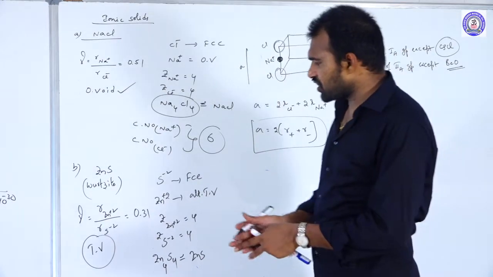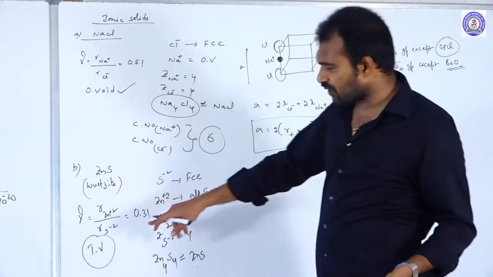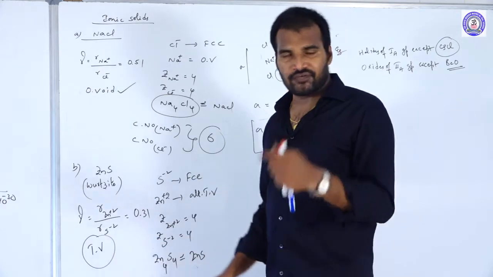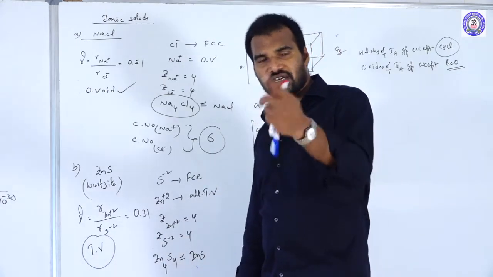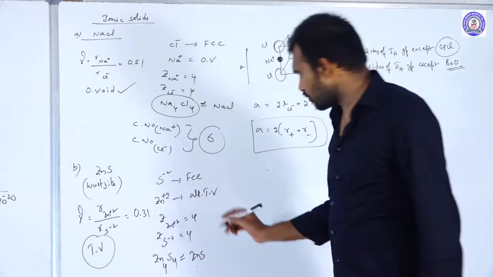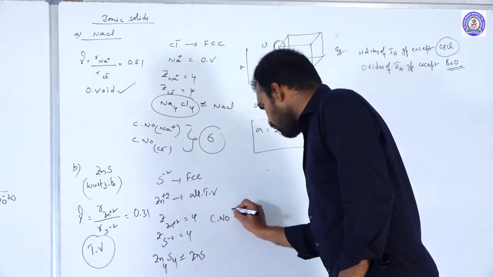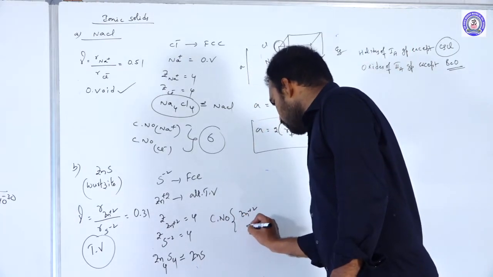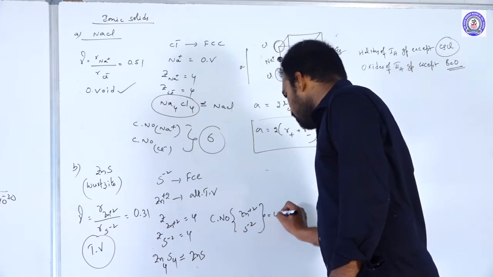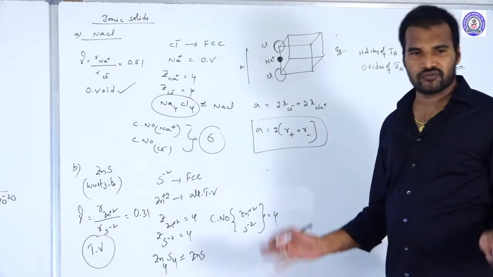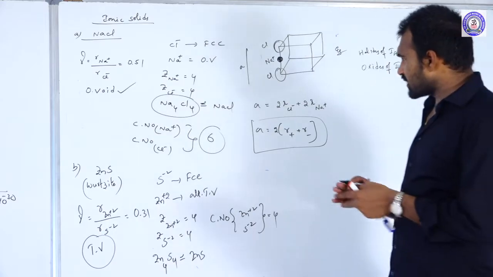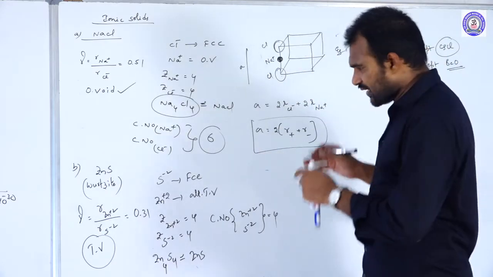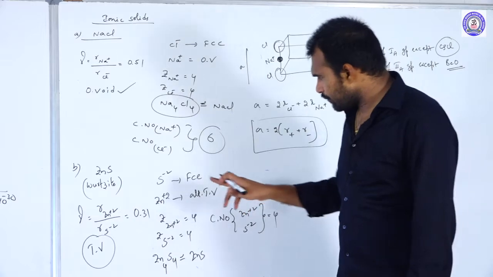Tell me what the coordination numbers of both are. They both are forming which void? Tetrahedral void. If they form tetrahedral voids, what is the coordination number for a tetrahedral void? 4. So the coordination number of both Zn plus 2 and S minus 2 is 4. Clear?